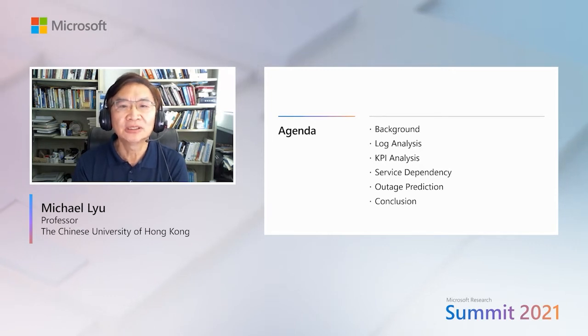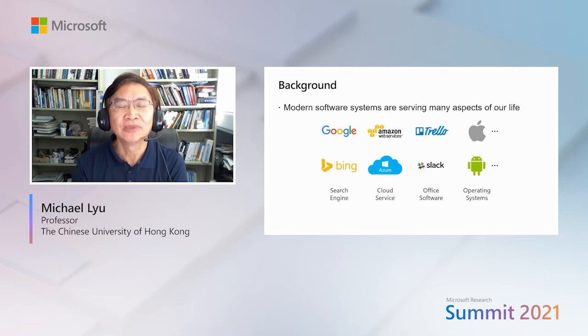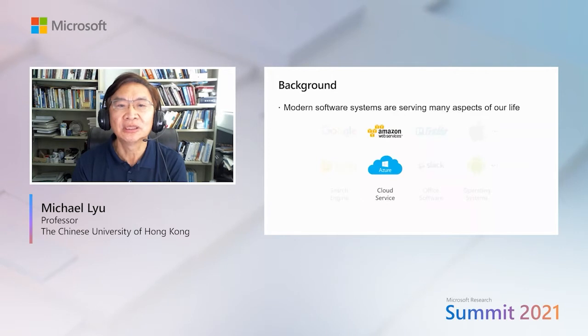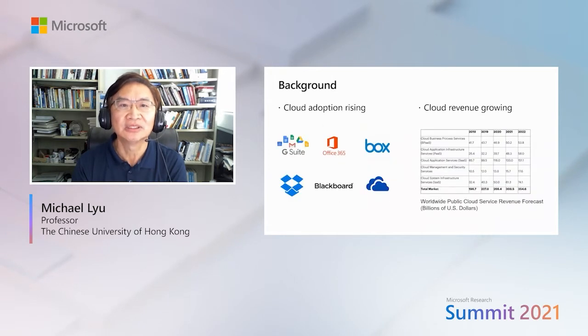Modern software systems provide various services to our daily lives. In particular, many such software systems are hosted in cloud to provide their services. Cloud adoption by industry is constantly rising, and cloud revenue continues to enjoy an impressive growth, as predicted in this forecast table to reach $354 billion by 2022.